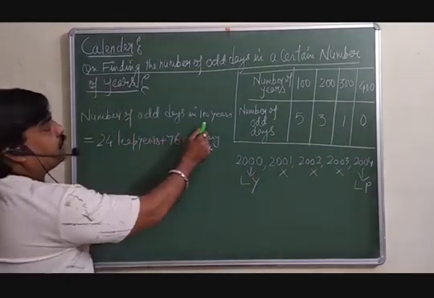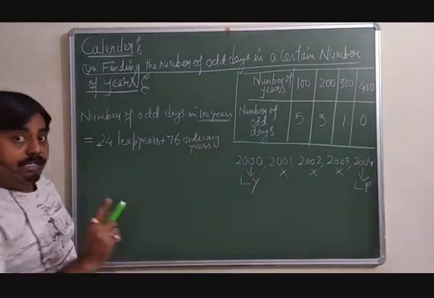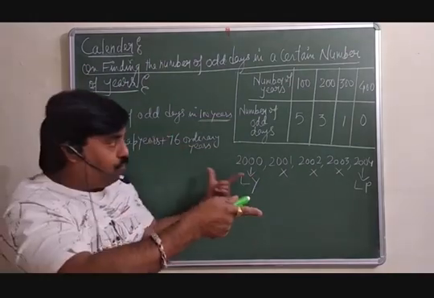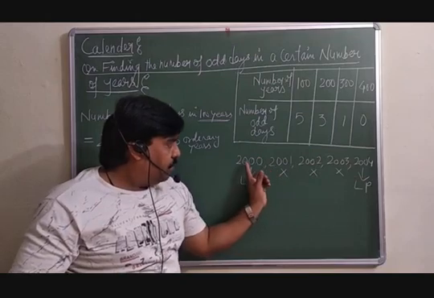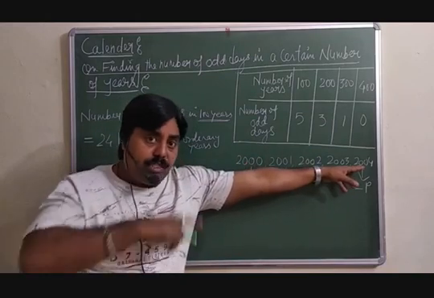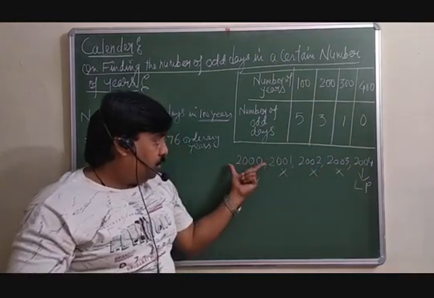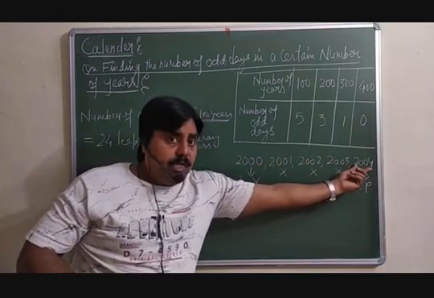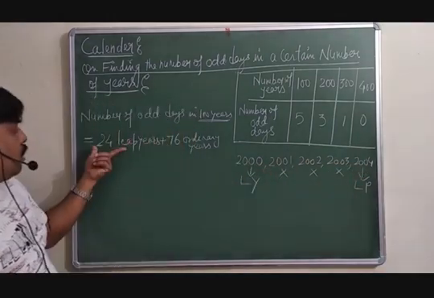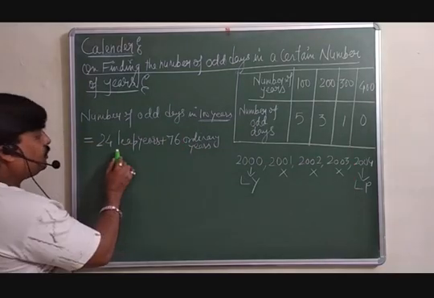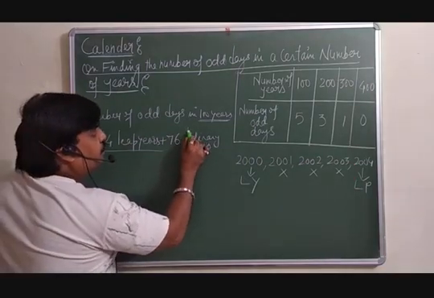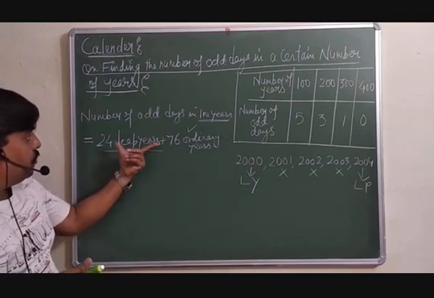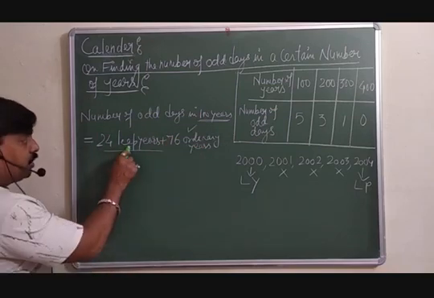So if we calculate for 100 years, there will be 24 leap years, just because after every 4 years you get one. It may be a leap year in 2000, and the next leap year will be 2004. So there will be 24 leap years, and 76 will be the ordinary years, because the sum should be 100.